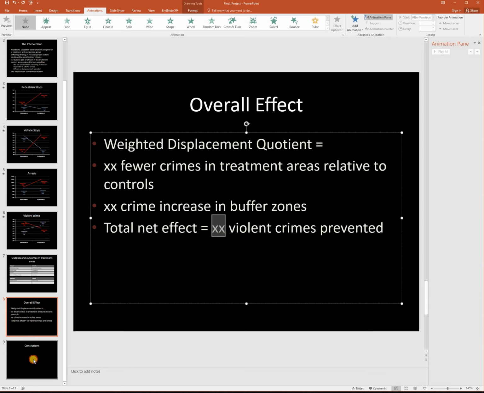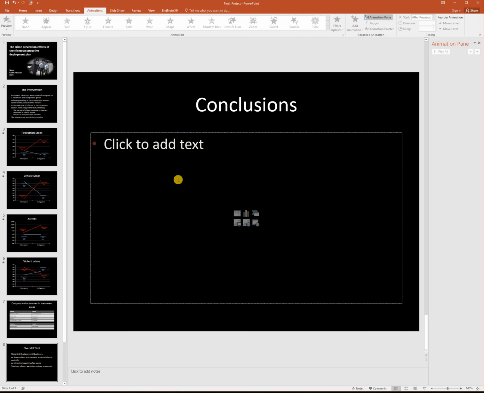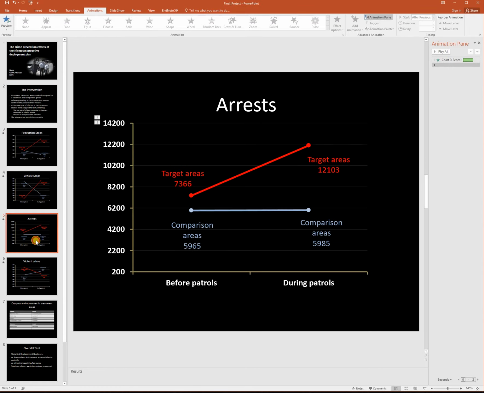And after you've done that, I've added here a conclusion slide, and here I would just walk back over what you've done. Right, so find a way to succinctly say, this is what we did for the intervention, these are the outputs.